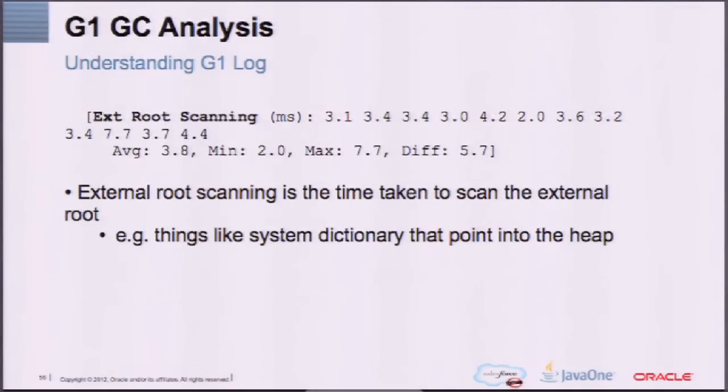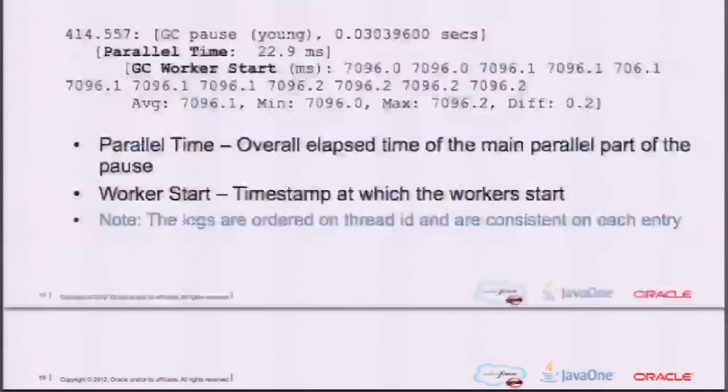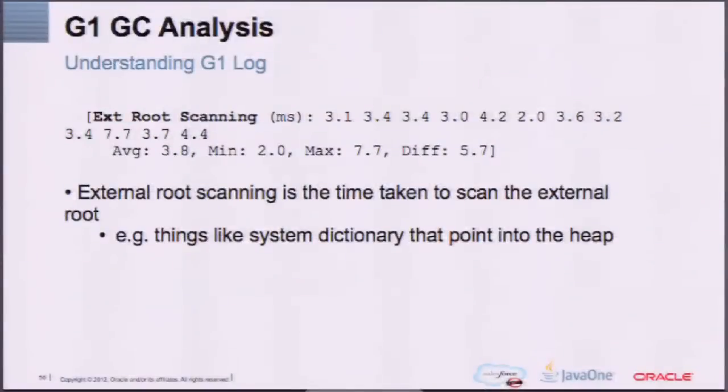The next entry you would see is root scanning. Remember I defined that earlier. It's the time taken to scan the external roots, for example the system dictionary that points into the heap. And it shows per thread. It corresponds to the previous entry of the thread, and then it has average, min, max, and difference.